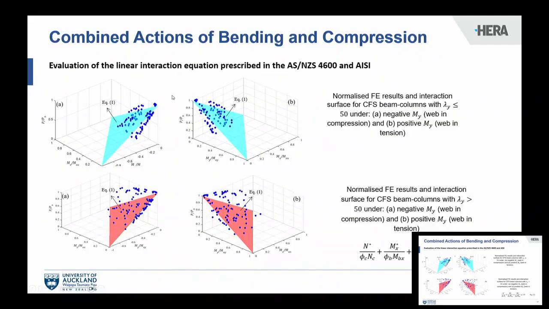For example, for the cross sections with low slenderness ratio, the pictures on the top of the slide show that some of the data points fall below the surface. That shows that this interaction equation in some parts can provide unsafe predictions, while for other cross-sectional slenderness ratios, you can see that most of the data points are above the interaction surface. That shows that this equation may lead to conservative strength predictions.